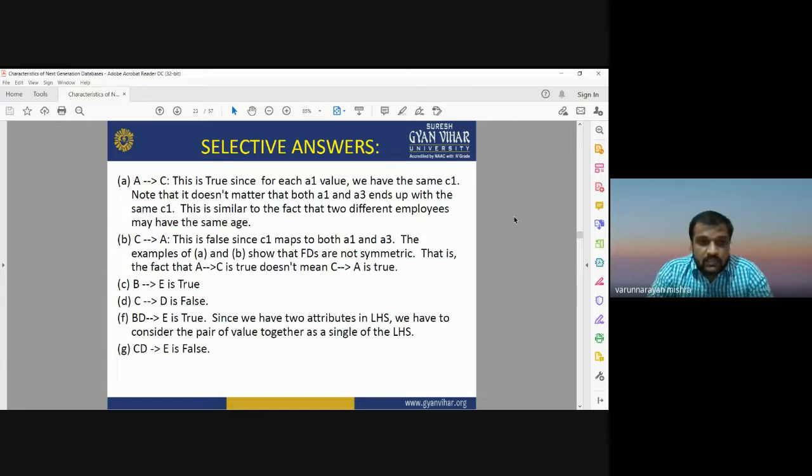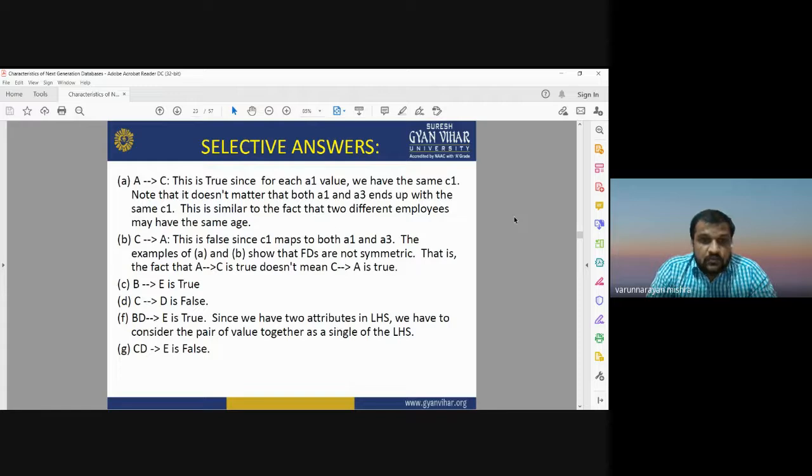The first option, A to C, is true, since for each A1 value we have the same C1 value. It is important to note that it does not matter that both A1 and A3 end up with the same C1.